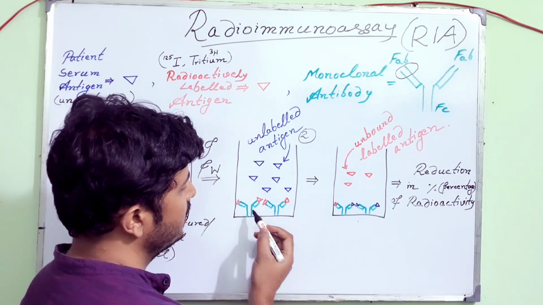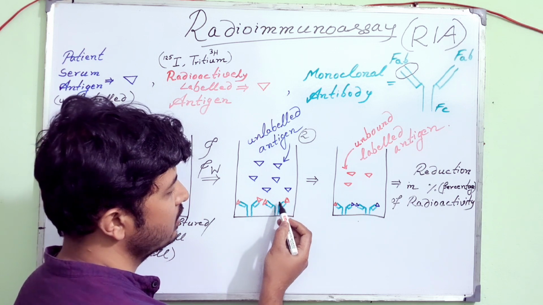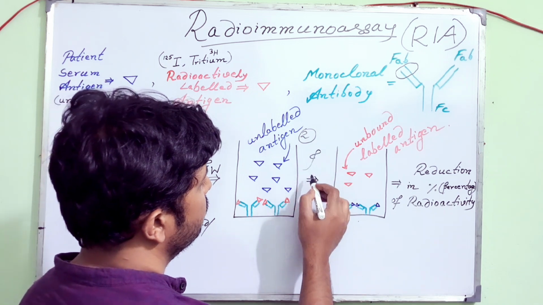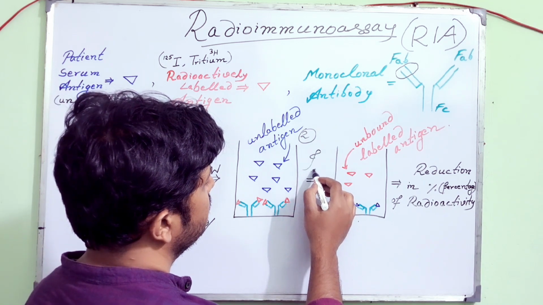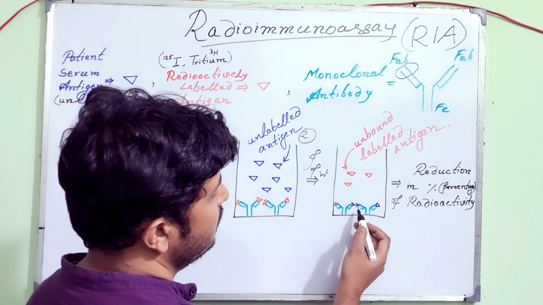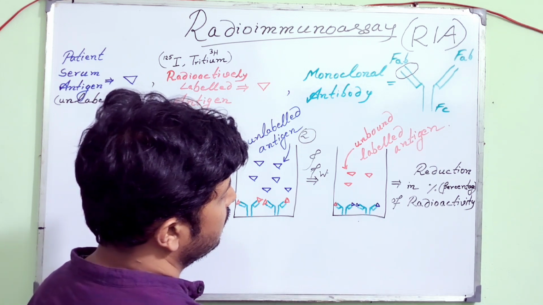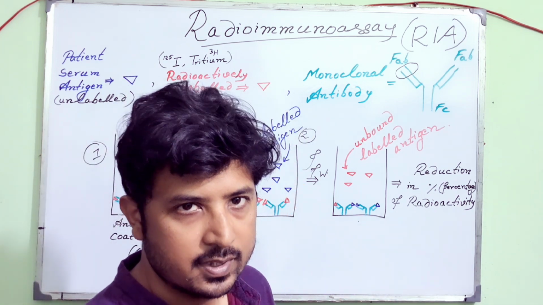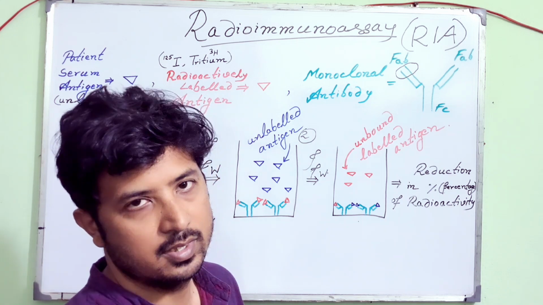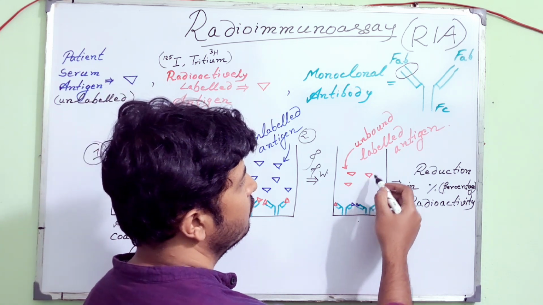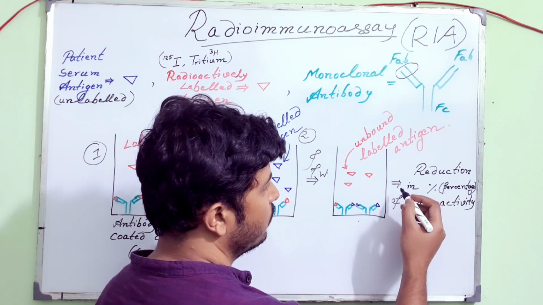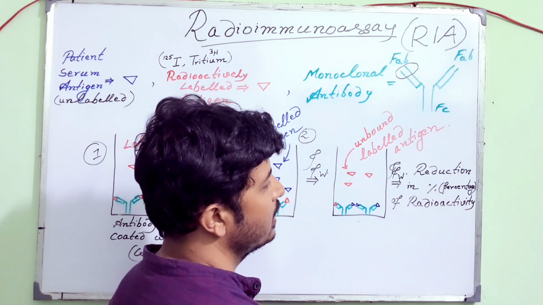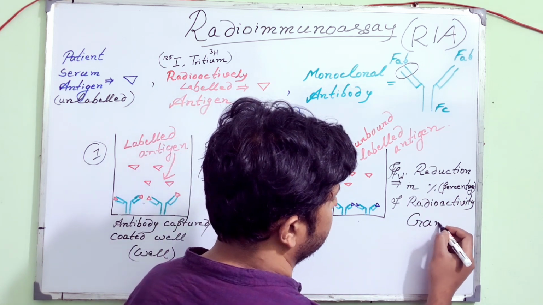You can see here that 4 antigens are bound, radioactively labeled, but when I added unlabeled antigen and then incubated for some time and washed off, you can see here only one labeled antigen is there and 3 unlabeled antigen, or the serum antigen, are present in the bound condition, and these are the unbound free labeled antigens. After that, I will incubate, wash, and measure the radioactivity in a gamma counter.